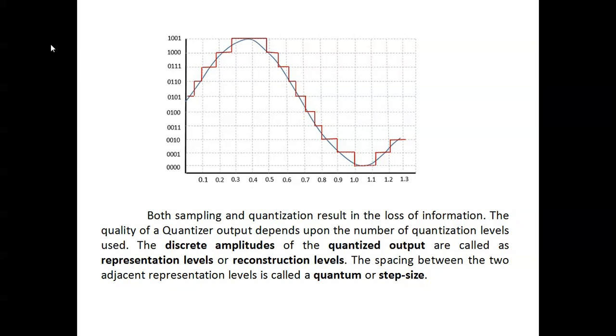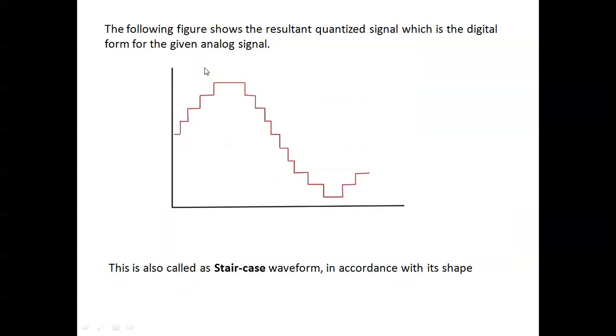The spacing between two adjacent representation levels we call the quantum or step size. So there is a space between two adjacent representation levels. In the figure, if you take it from the blue line, it looks like a staircase waveform, so we also call it a staircase waveform according to its shape.